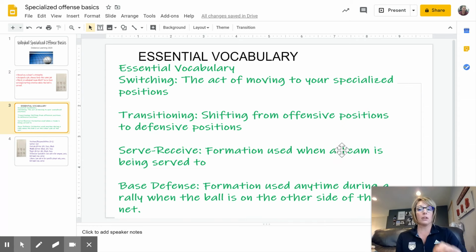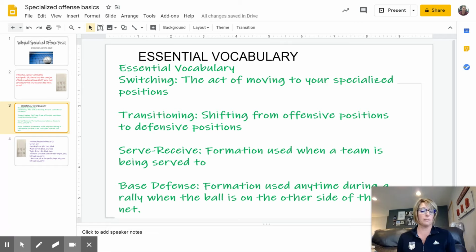A few vocabulary words: switching, that is moving to your specialized positions after the ball is served. Transitioning means that you are shifting from offense to defense during a rally when the ball is going over the net. When the ball is on the other side of the net, you are on defense, and when it comes back over, then it's your turn to do an offensive play. So you're constantly shifting back and forth between the two.